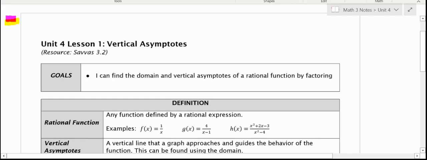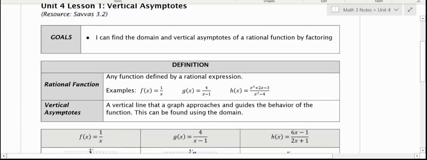Our lesson 1, vertical asymptotes. So the focus on this is going to be looking at graphing rational functions. So our goal with rational functions is to find the domain and a vertical asymptote. And we're going to find that today by factoring.